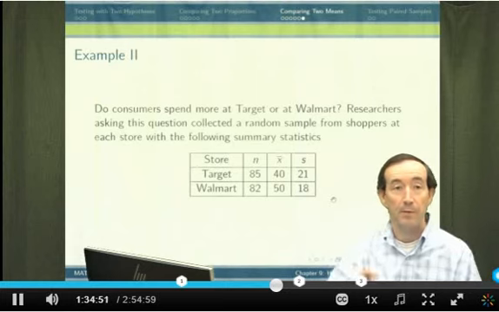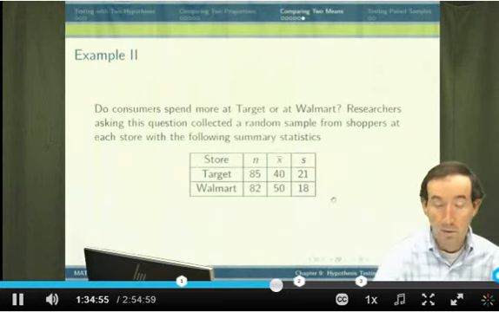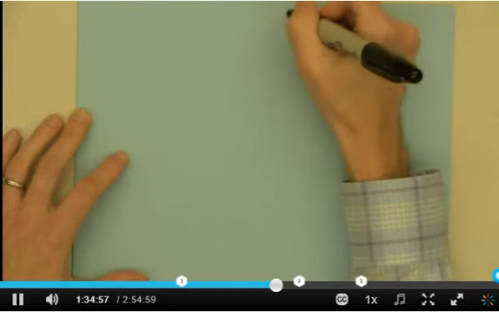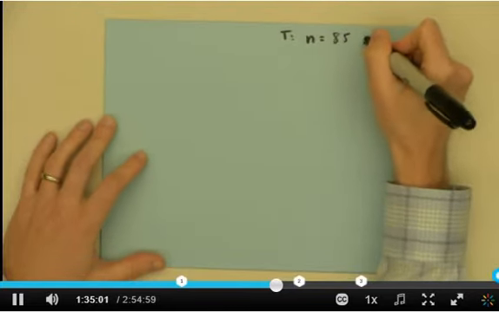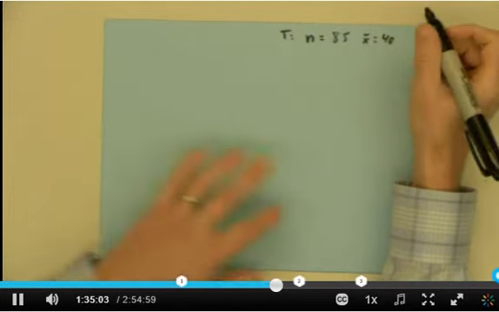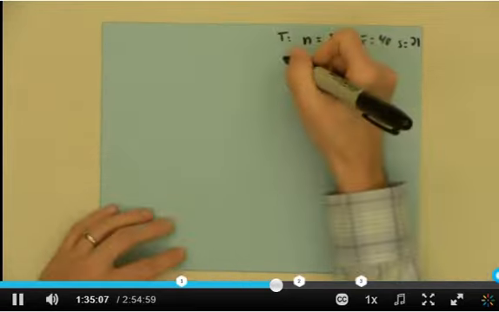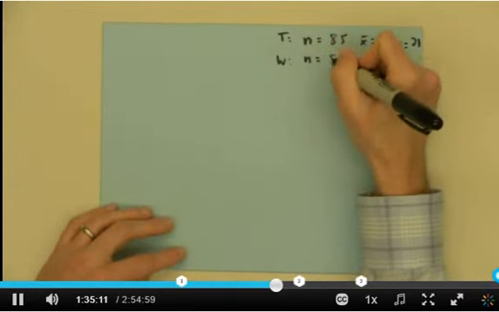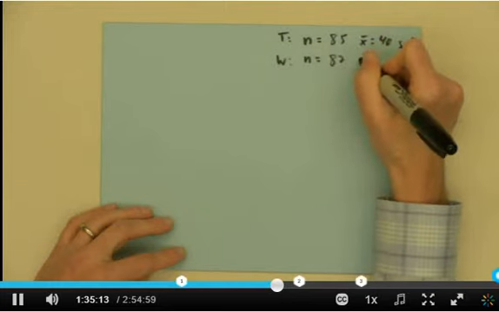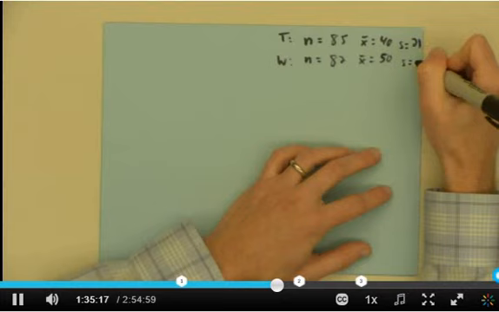Let's jump over to the document cam and let's write it down this way. All right, so for Target, n was 85, x bar was 40, and s was 21. And for Walmart, n was 82, x bar was 50, and s was 18.